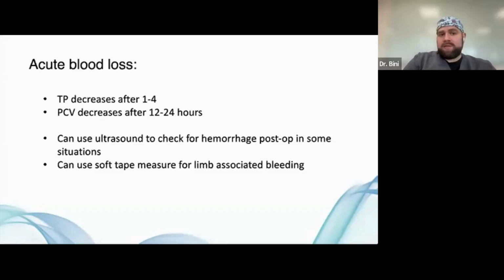So the key to acute blood loss is to try to fix it as quickly as possible. You need to have a plan B in place, okay? Post-op, you can do ultrasounds to recheck for hemorrhage in some situations, like if you had internal abdominal bleeding. If you have limb-associated bleeding, and I've seen this with TPLOs where they unfortunately hit the popliteal artery, you can use soft tape to keep track of the circumference of the leg. Those are things that you can totally do to keep an eye on that bleeding. But again, you can't rely on PCV that much. TP gives you an earlier idea, but our ability to assess it is kind of limited.